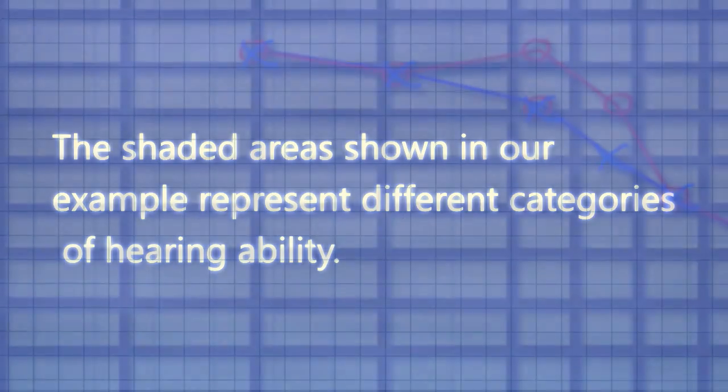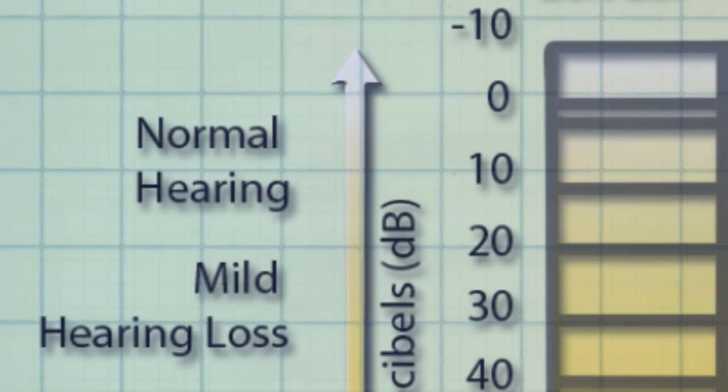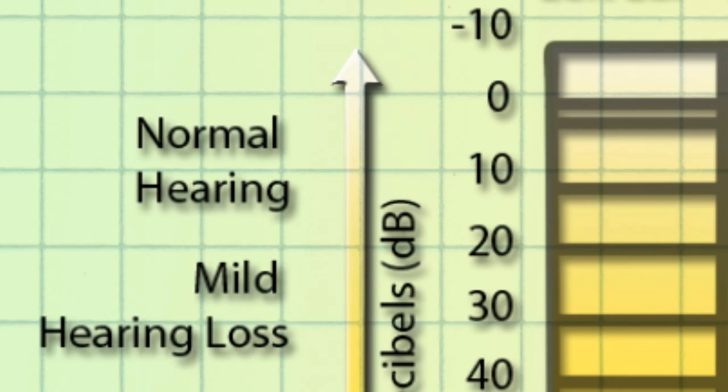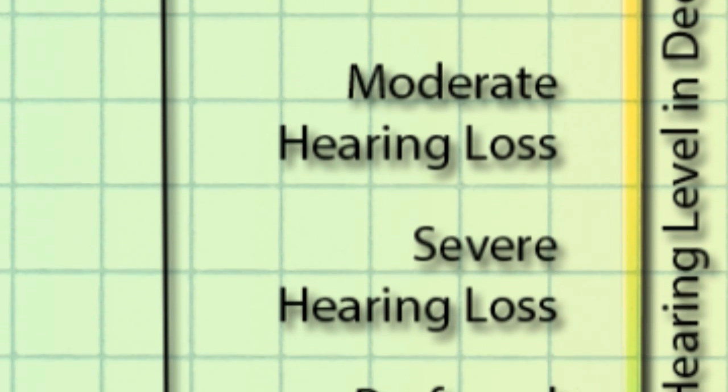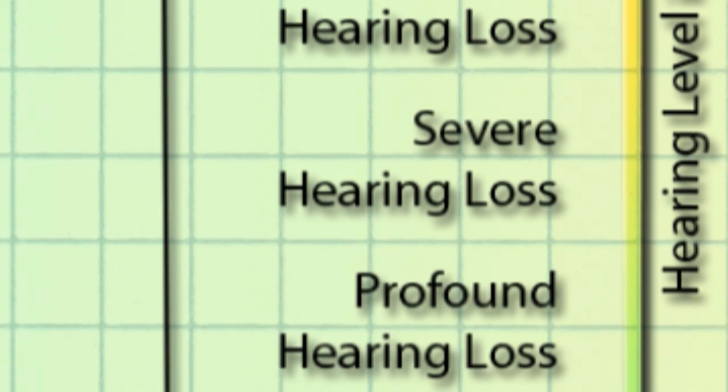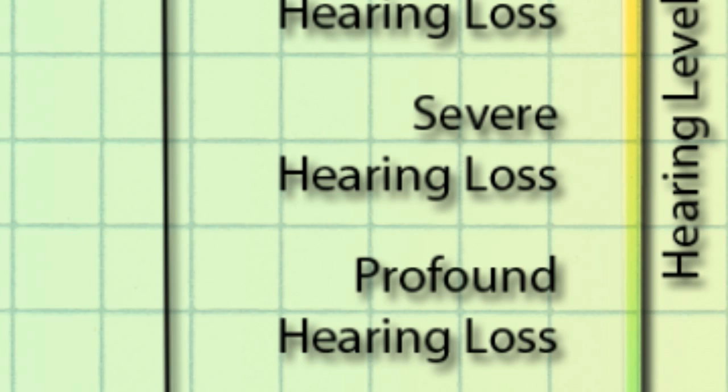The shaded areas shown in our example represent different categories of hearing ability. For example, the area shaded in light yellow represents normal hearing, while the areas below it represent different levels of hearing loss. The further the markings are down the page, the greater the hearing loss.